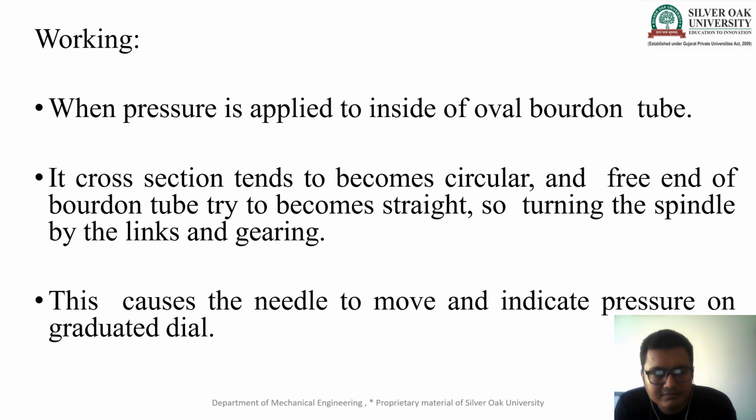What is the working? When the pressure is applied inside the oval Bourdon tube, its cross section tends to become circular and the free end of the Bourdon tube tries to become straight. So if it goes for the straight path, then what happens? The spindle turns by the link and gearing, which changes the shape. This causes the needle to move and indicate the pressure on the dial gauge with the help of rack and pinion.